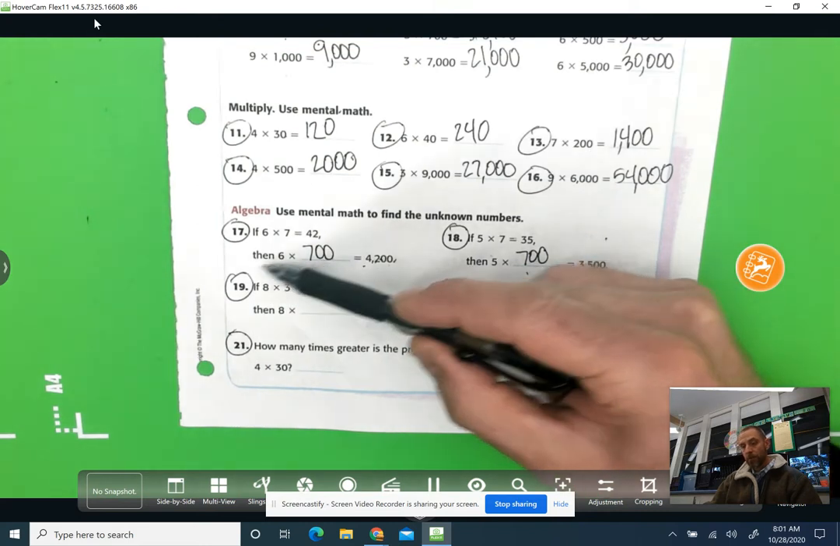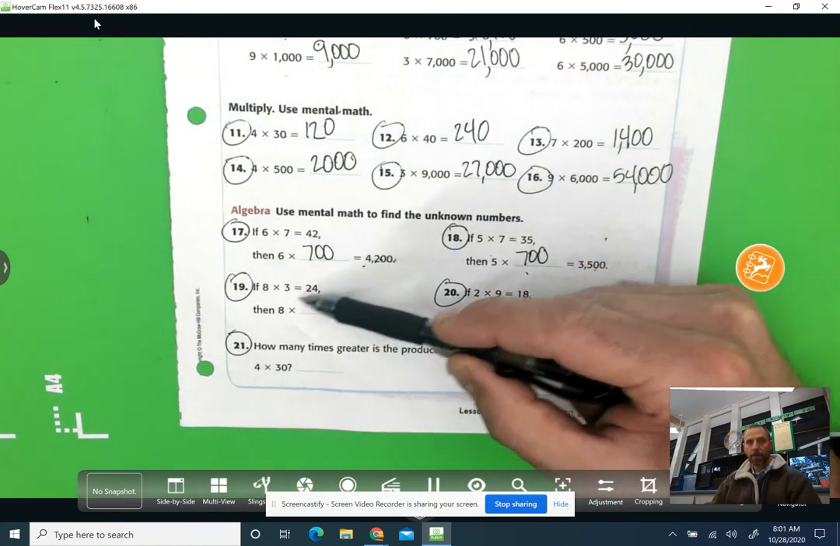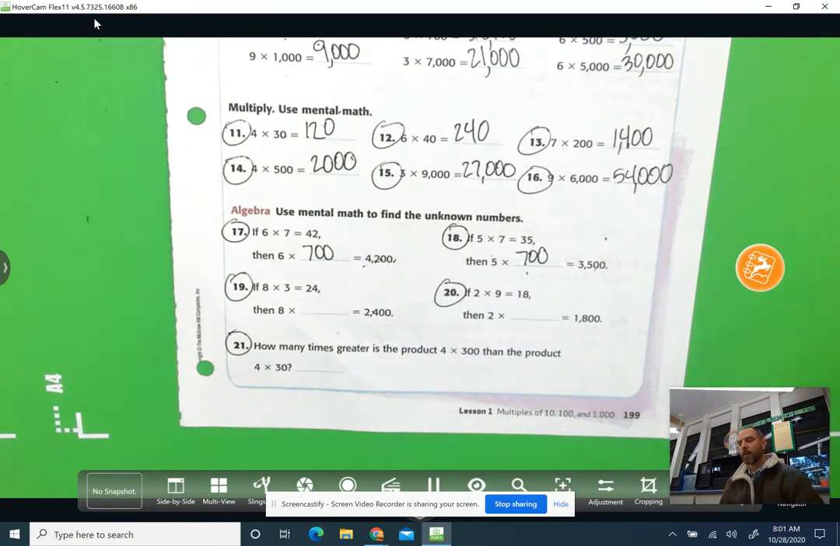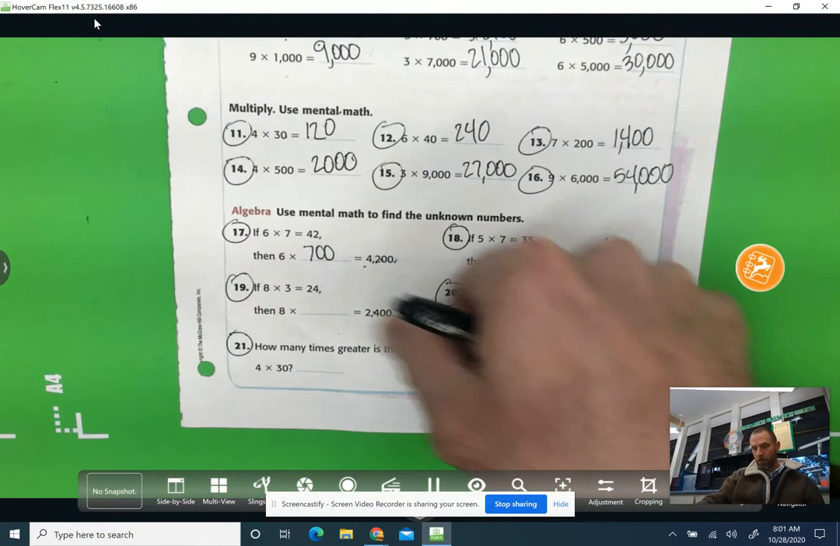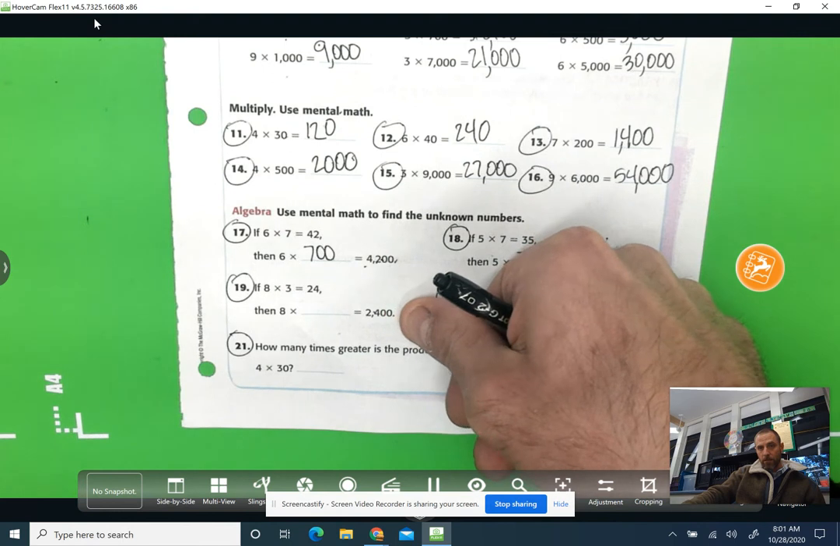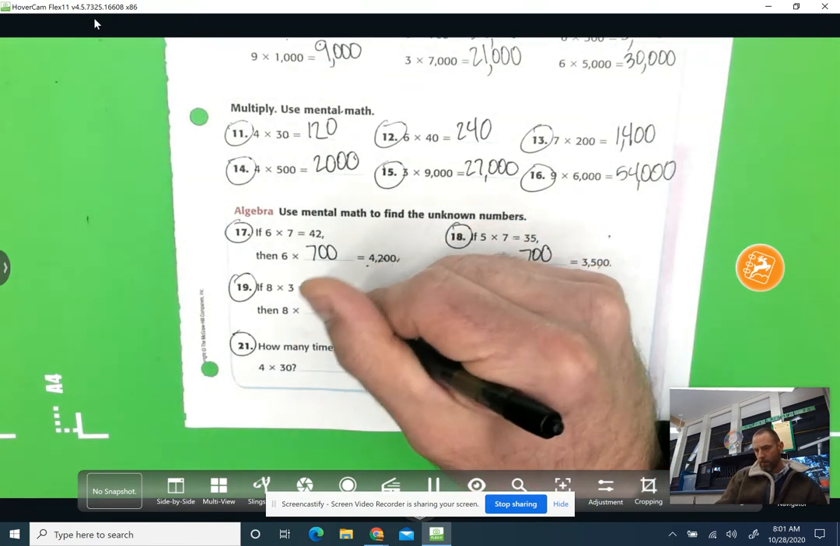8 times 3 is 24. How can we use this fact family here to help us understand the missing factor, the missing part here, to find the answer of 2,400? Well, 8 times 3 is 24. Come over here. Make 24. There's 24. And how many zeros are you going to have to add to your 3? 2 of them.